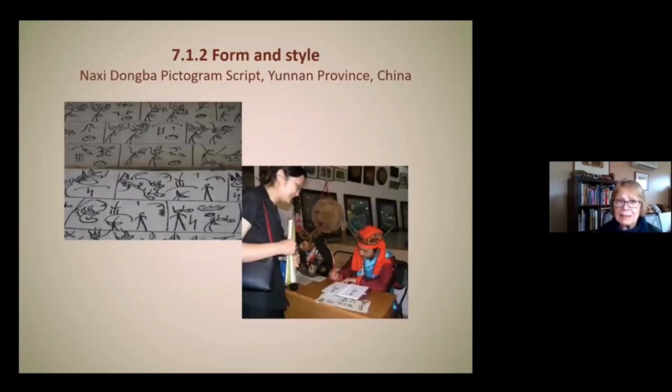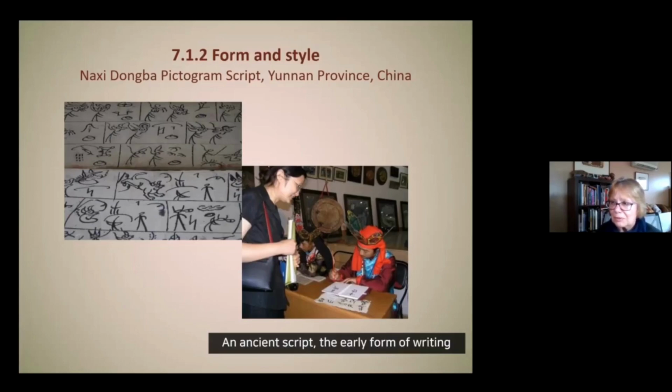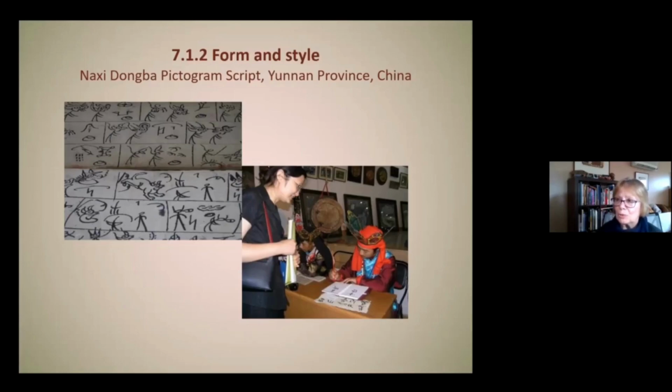This one here is what they call a Naxi Dongba pictogram script from Yunnan province in China. This is an ancient script, an early form of writing. So it's a very unusual kind of document, and it's composed of little pictures. As you can see, a bit like Egyptian hieroglyphics, only a bit more graphic in many ways. You can actually recognize animals and other figures in those quite easily.